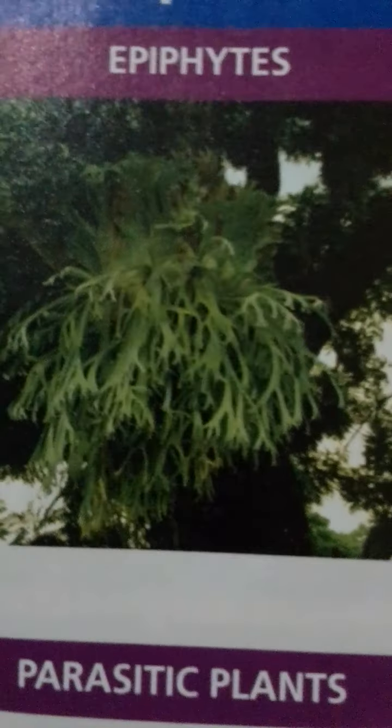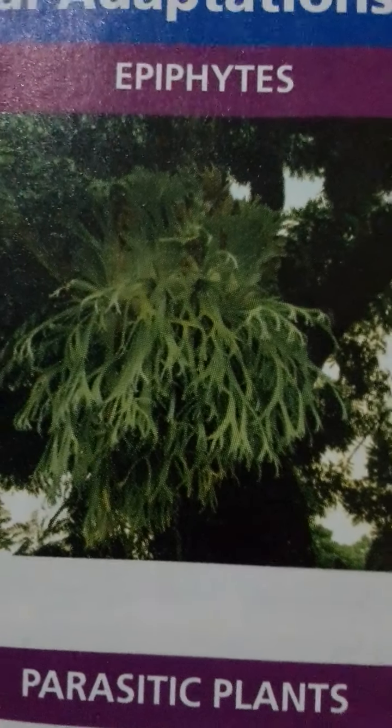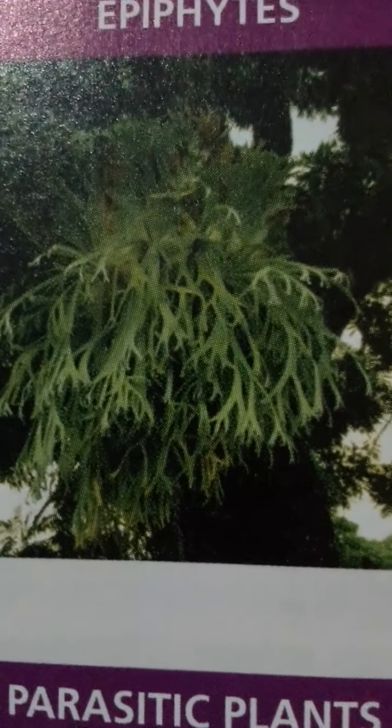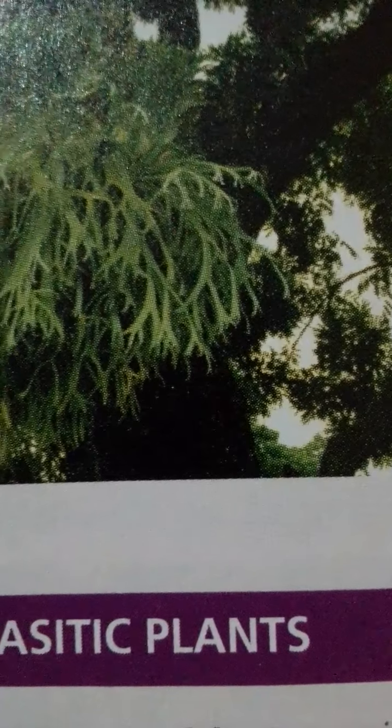Epiphytes, from the Greek epi, upon, and phyton, plant, nourish themselves but grow on other plants, usually anchored to branches or trunks of living trees. Epiphytes absorb water and minerals from rain, mostly through leaves rather than roots. Some examples are staghorn ferns and many orchids, as shown in this figure.